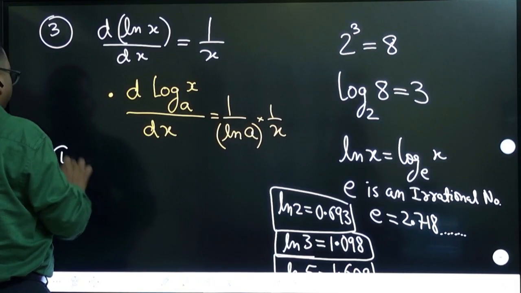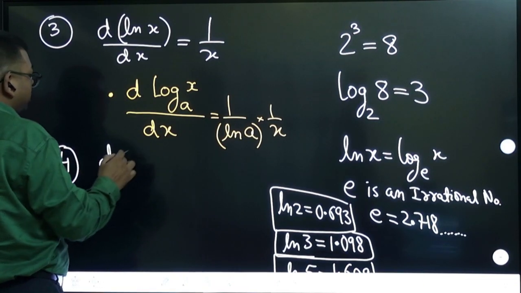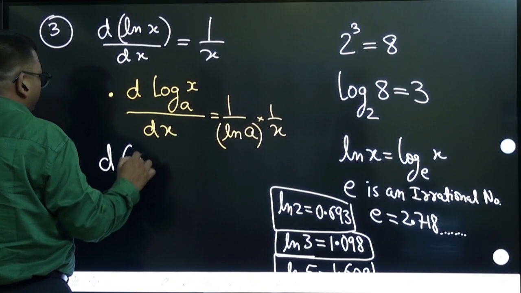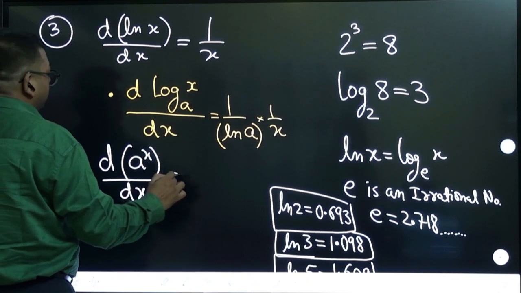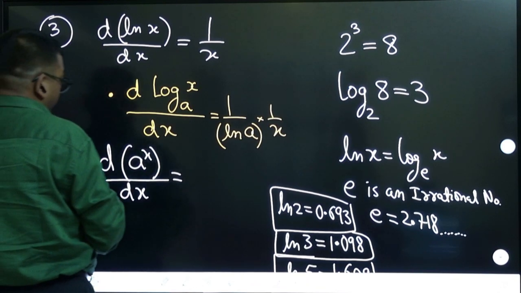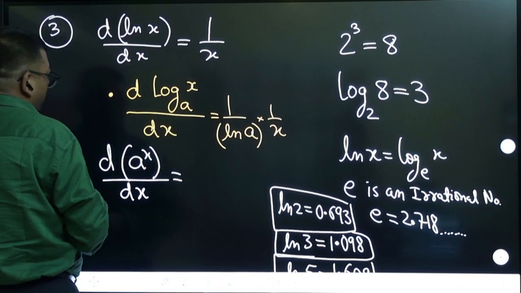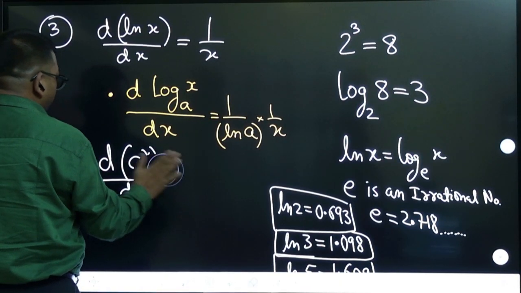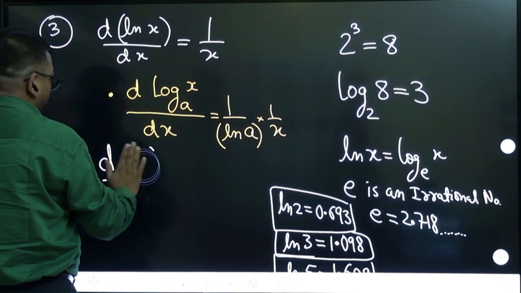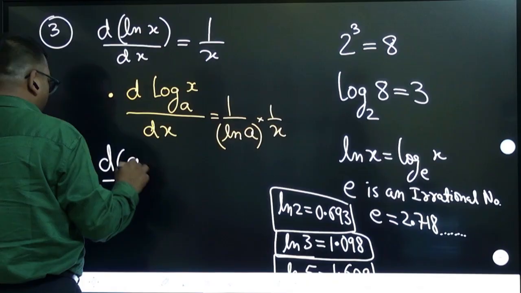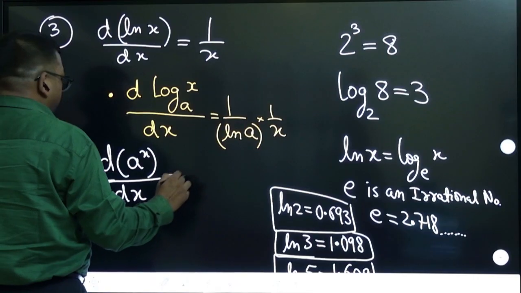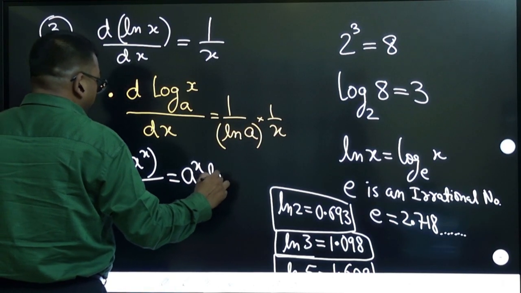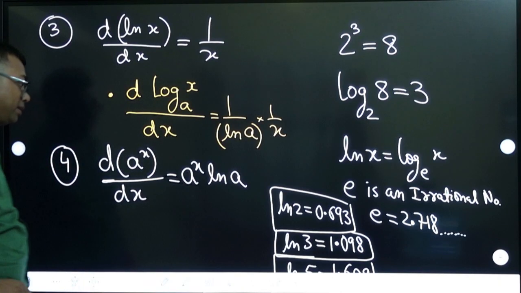Next, differentiation of exponent also, let us say a power x. What is differentiation of a power x? Or if you want, you can take e power x first, no problem. The differentiation of a power x with respect to x is a power x ln a. Correct? That's the formula.